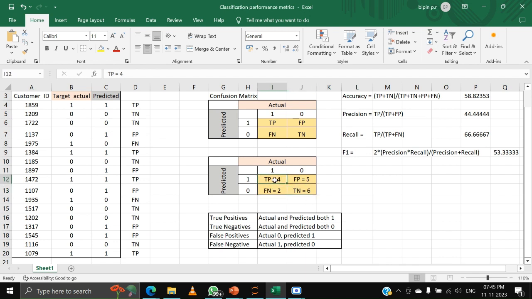So these are the values. The value corresponding to true positive is 4. Similarly, 5 false positives, 2 false negatives, and 6 true negatives. Now this is the confusion matrix, the actual confusion matrix. I will copy it and paste it here.